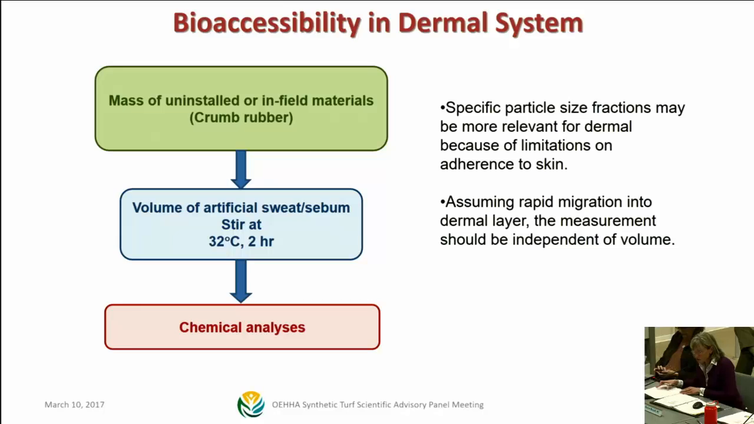In the dermal system, it will be a little more straightforward. We'll just be mixing the crumb rubber with the artificial sweat and sebum, and we propose here a slightly lower temperature of 32 degrees Celsius before the stir bar goes to chemical analysis. Now, the addition of sebum will likely pose a technical challenge here because it may compete with the stir bar, and we may actually find that the sebum may not be necessary. So it's going to be something we'll have to research and look into.